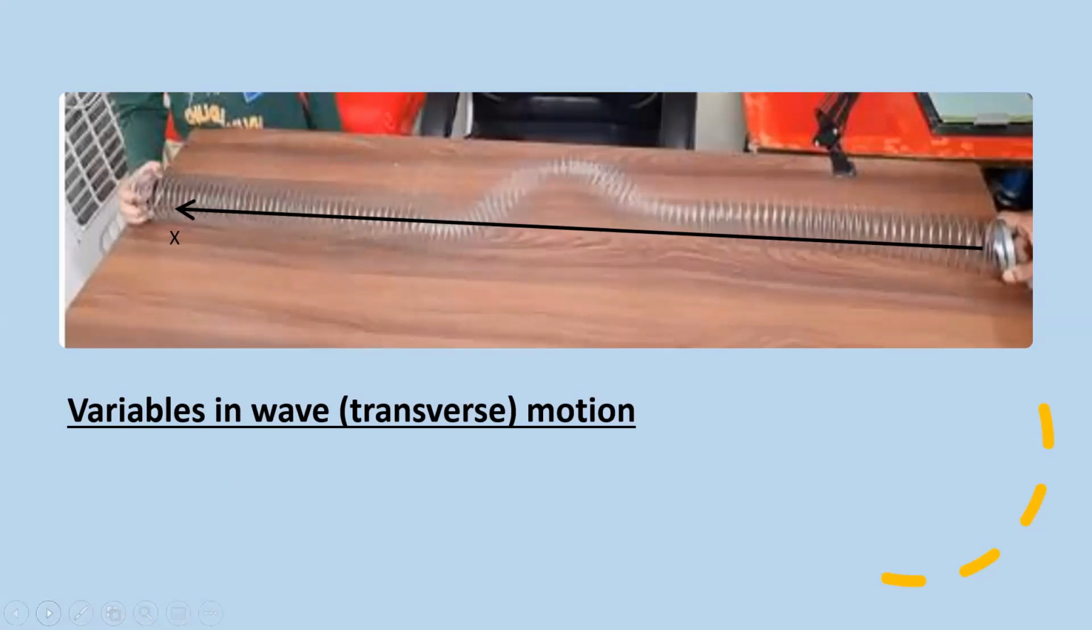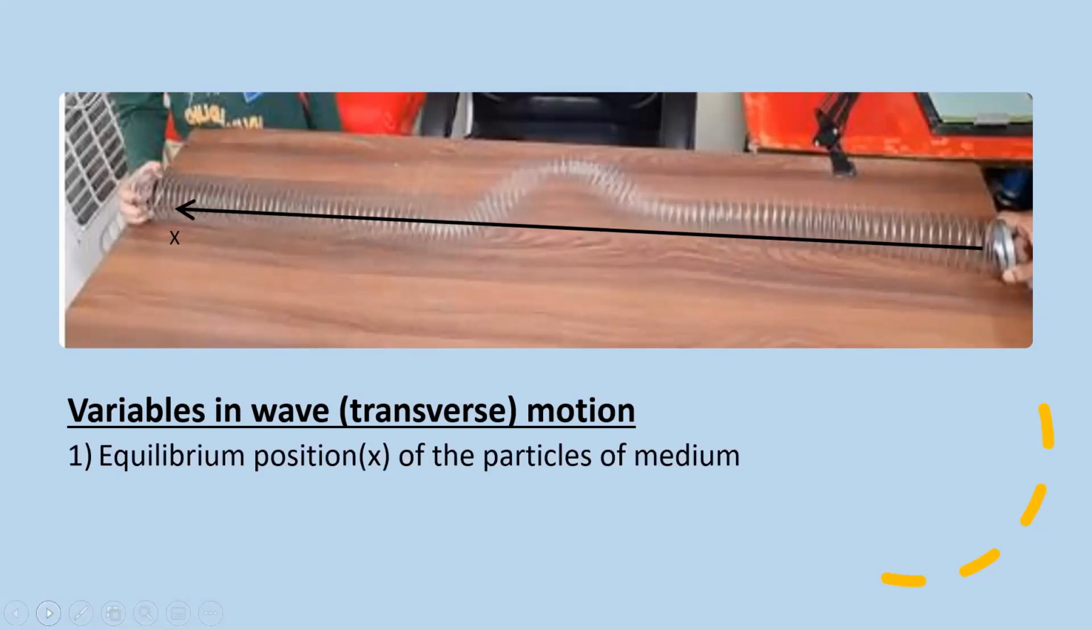So one variable is the location of each particle, the equilibrium position of the particle of the medium, and the other variable is the direction along which individual particles are moving. So that is the y direction here. So each particle, right now this particle has come from here to here. Similarly, when the pulse reaches here, this particle will move from here to here.